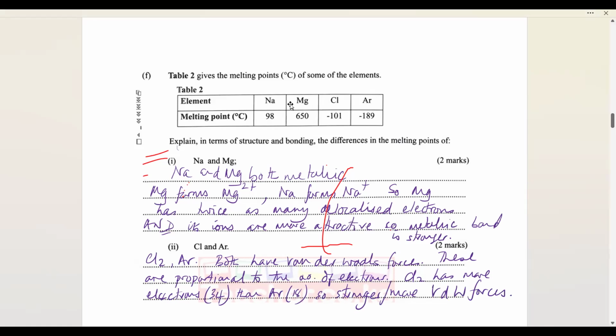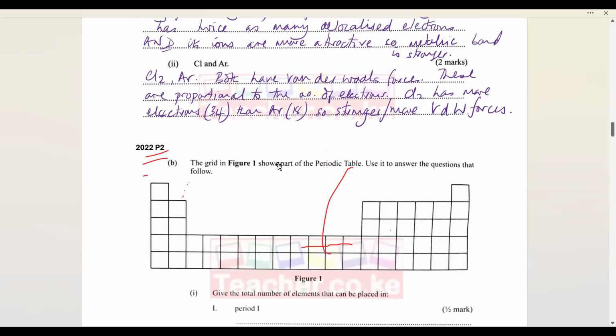Okay, so sodium and magnesium both metallic. Magnesium loses more electrons. Chlorine and argon both non-metals, simple molecular, only van der Waals between them. But van der Waals depend on the number of electrons, and chlorine, because it goes around in pairs, has more.